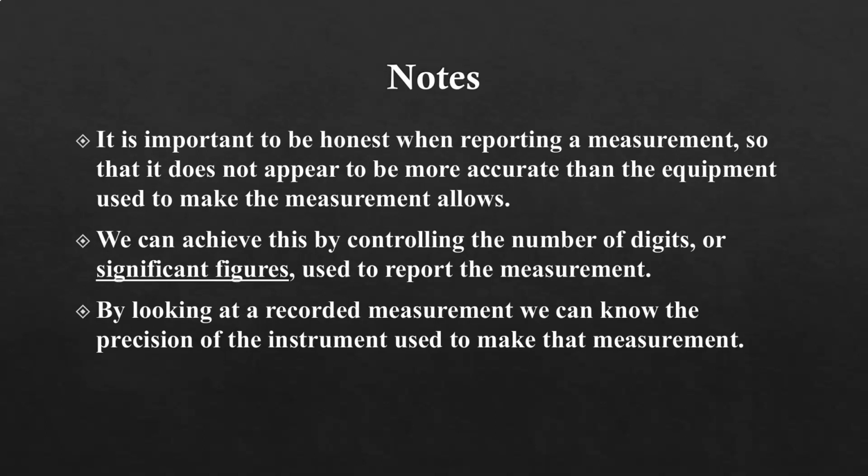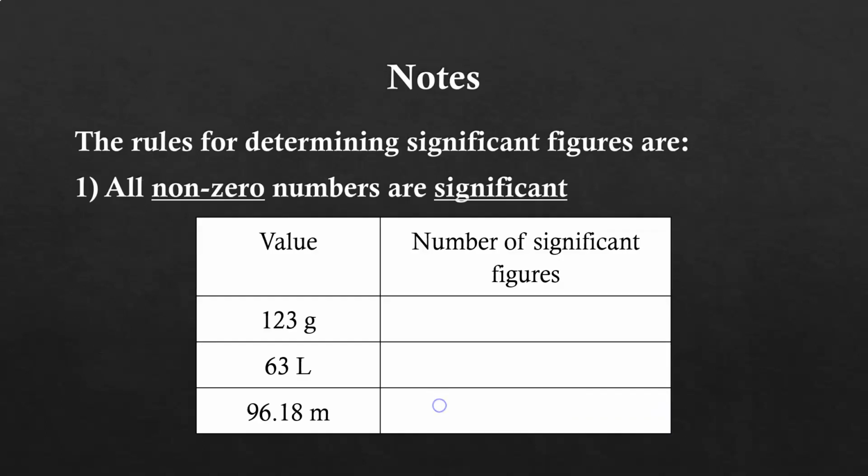It is important to be honest when reporting a measurement so that it does not appear to be a more accurate measurement than the equipment used to make it allows. If you only have something that has tick marks for the ones place, recording something to the hundredths place is lying about how precise that instrument is, and that is not acceptable. We can achieve this by controlling the number of digits, or significant figures, used to report a measurement. By looking at a recorded measurement, we can know the precision of the instrument used to make that measurement.